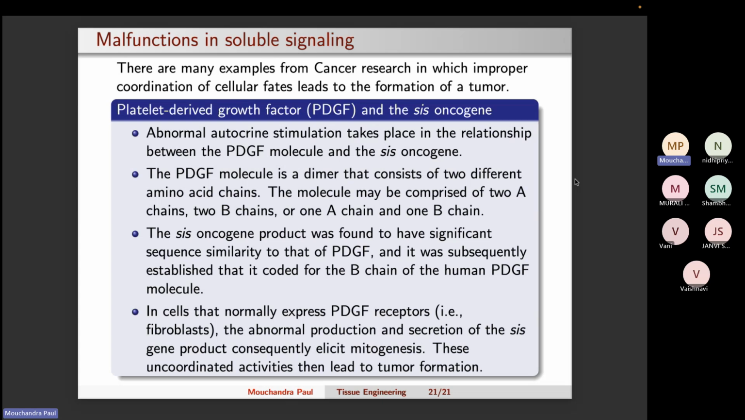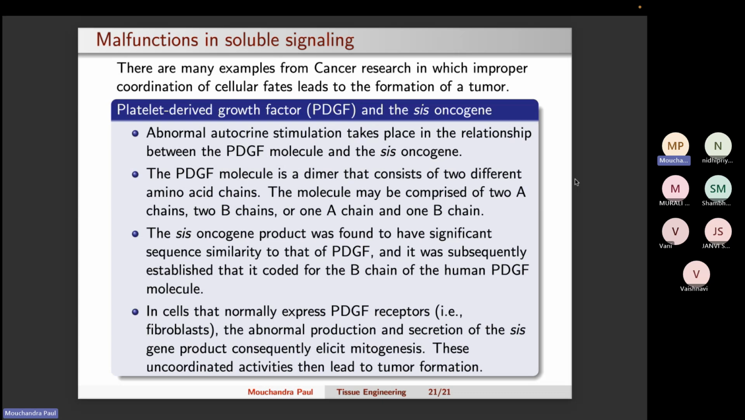So what happens normally in the cell, if the cell is expressing the PDGF receptor, and the cell is also secreting the PDGF molecule, this molecule will bind to the PDGF receptor and do autocrine signaling. But at the same time, the cis oncogene is also getting expressed in the cell. So the PDGF receptor will mistakenly bind with the cis oncogene molecule that is secreted, because of which there will be abnormal activities.